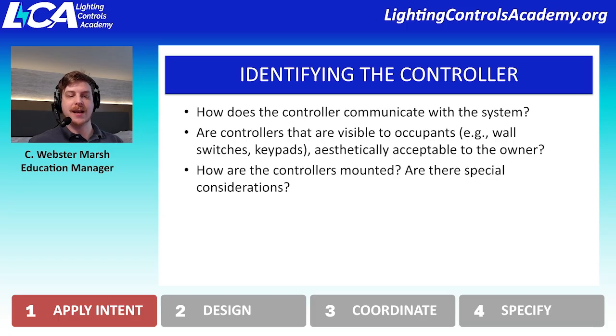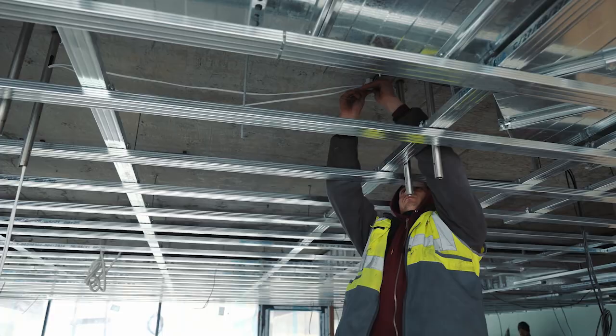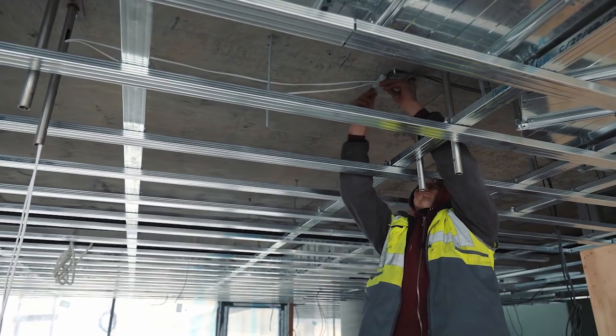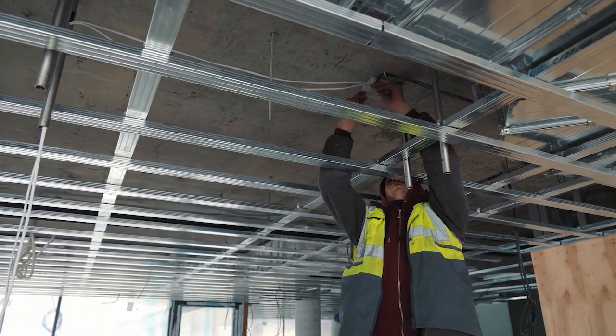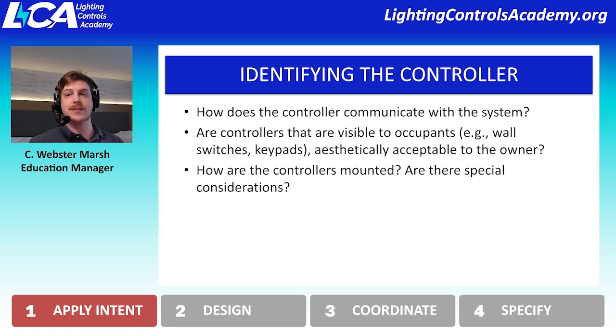As mentioned, how are the controllers mounted? Are there any special considerations that need to be thought through? For instance, there's plenum rated, which means that the device can be mounted above ceiling tiles in the plenum space. Not all controller devices are plenum rated, and so as a result, you might need to find a new location to mount some of the devices that you were originally planning to put up in the plenum space.